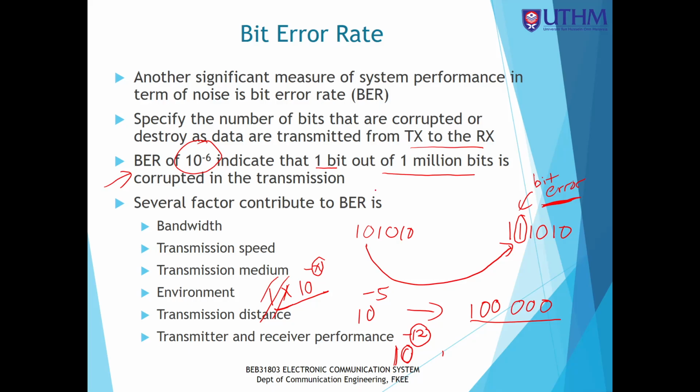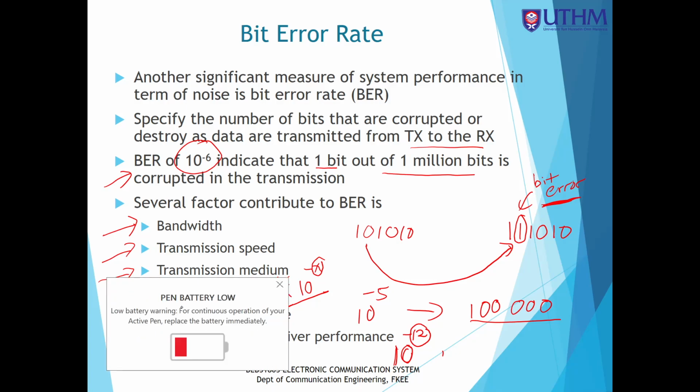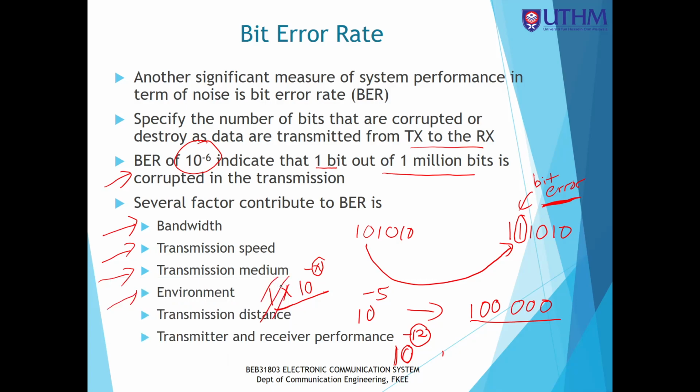So several factors contribute to the bit error rate. Antara beberapa faktor yang mengubah suai bit error rate ini iaitu the bandwidth. Okay, the higher the bandwidth, the higher the bit error rate. Transmission speed, the higher the transmission speed, the higher the bit error rate. Transmission medium, it depends on the medium type. Some medium types will contribute a lot of noise. And then the environment, the atmosphere environment. And then the distance, the longer the distance also will contribute to a worse bit error rate. Okay, and then transmitter and receiver performance also. Okay, so, class, I will repeat again.